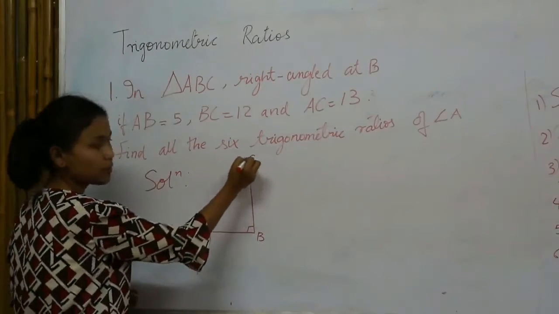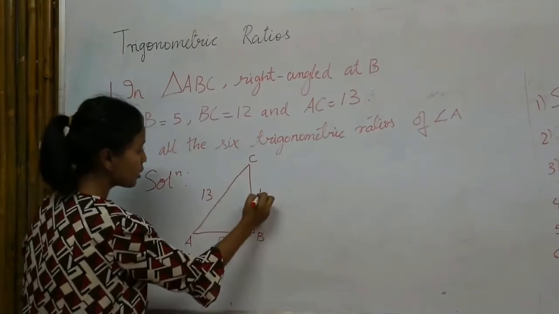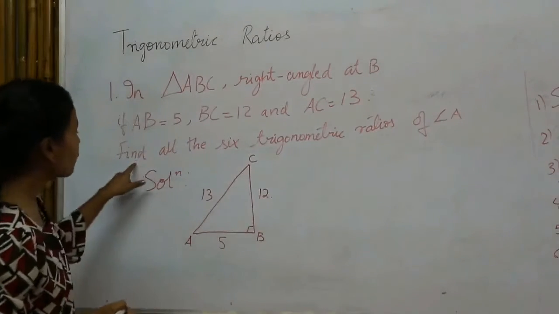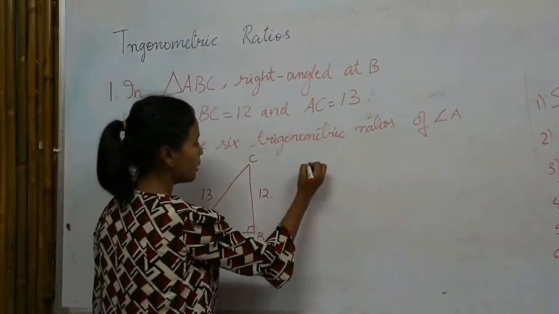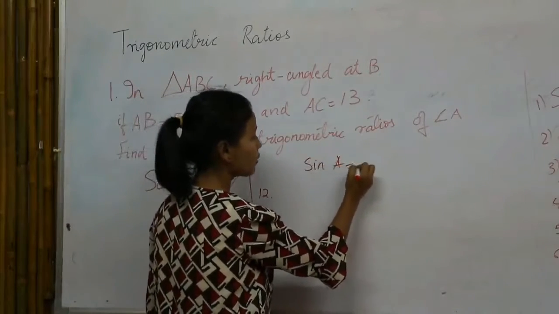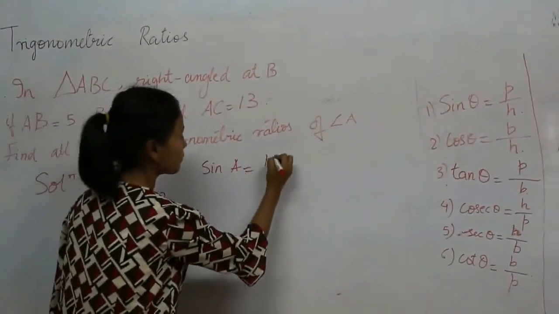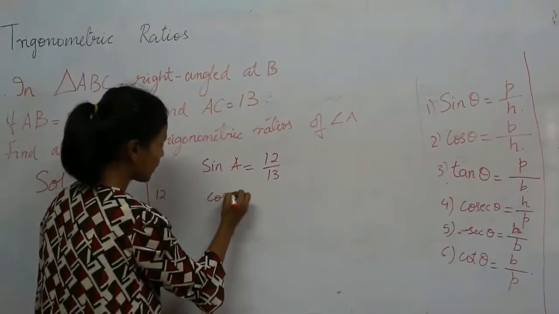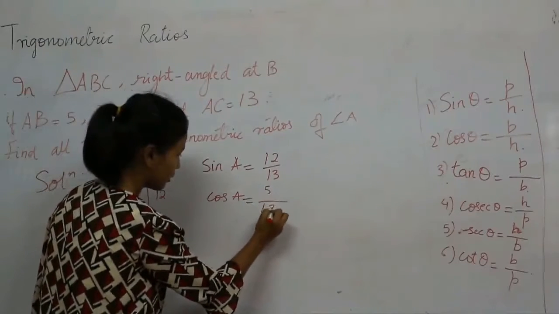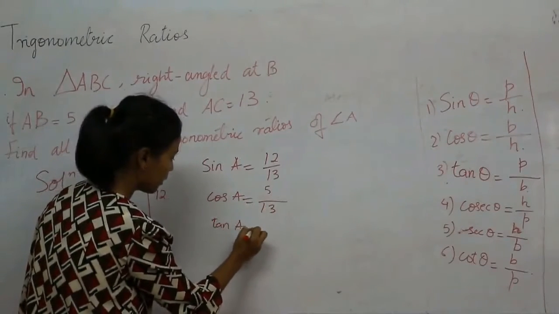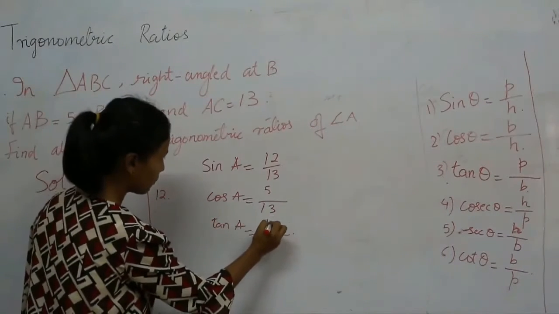AC is the hypotenuse, so it's 13. AB is 5 and BC is 12. Now we have to find all the six trigonometric ratios of angle A. Sine of A is given by perpendicular by hypotenuse, which is 12 by 13. Cos of A is base by hypotenuse, 5 by 13. Tan of A is given by perpendicular by base, which is 12 by 5.